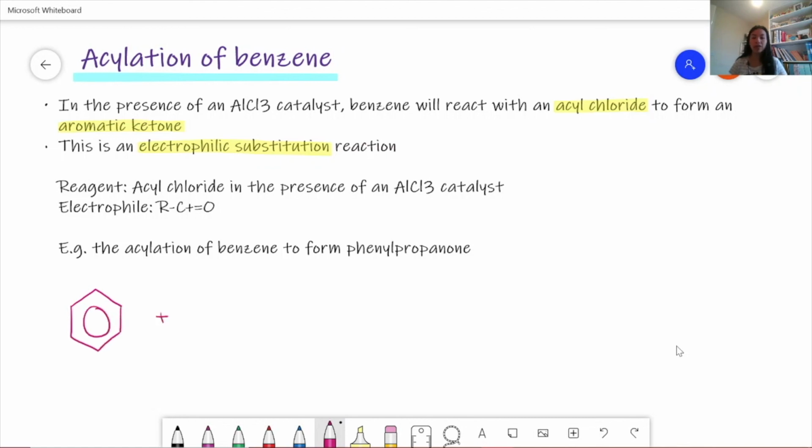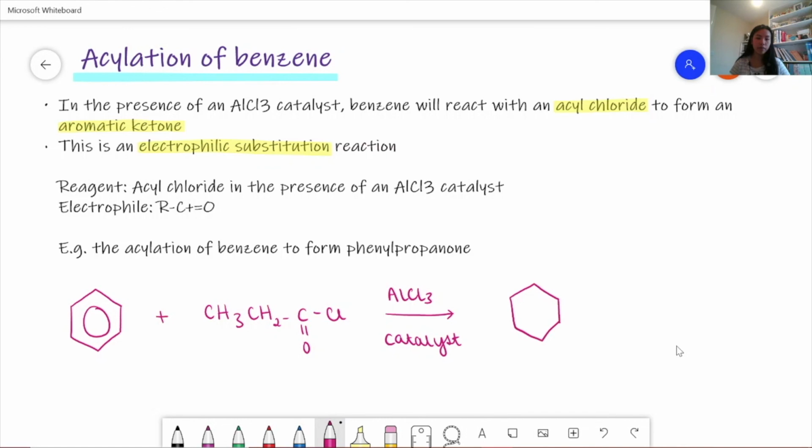and then we're going to react this with some propanoyl chloride. So that's just for this example. So we have CH3, CH2, and C double bond O, Cl. And we know that we have to use propanoyl chloride because the product is phenylpropanone. And so in the presence of an aluminium chloride catalyst, what we form is the benzene ring, but this time we have a C double bond O, and then we have CH2, CH3. And this is our phenylpropanone.